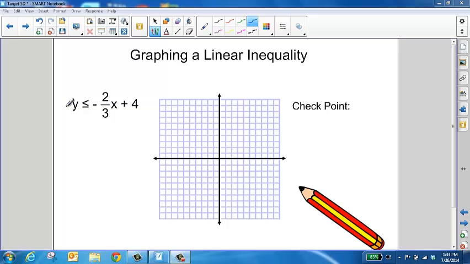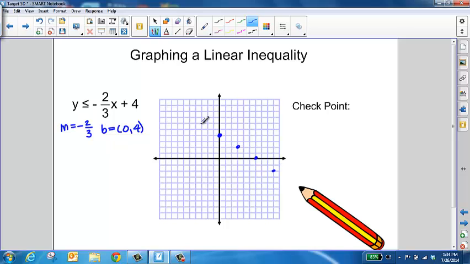So this is in y equals mx plus b form. What we're going to do is identify the slope and the y-intercept, just like you would do if this was an equation and not an inequality. So we're going to begin by plotting (0, 4), which is our b, our y-intercept. And then since our slope is negative 2/3, we're going to go down 2 and to the right 3, down 2 to the right 3, and so on.